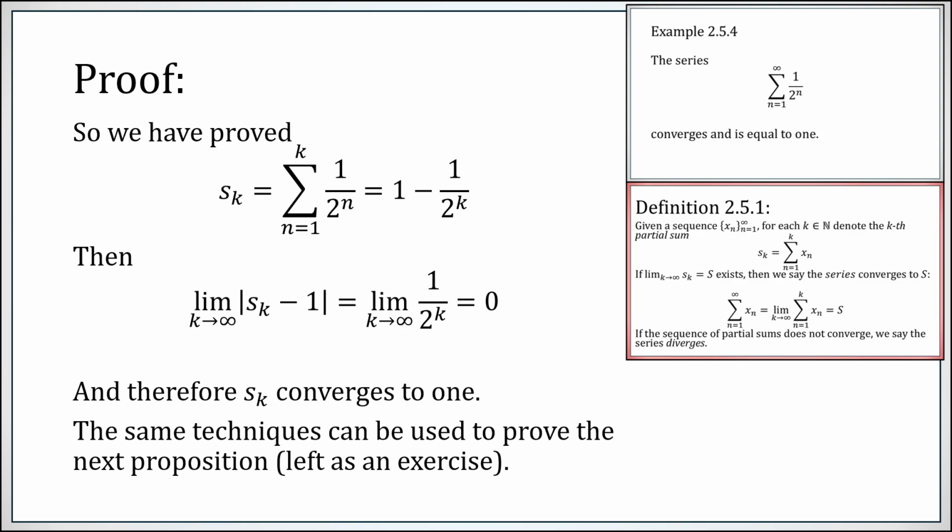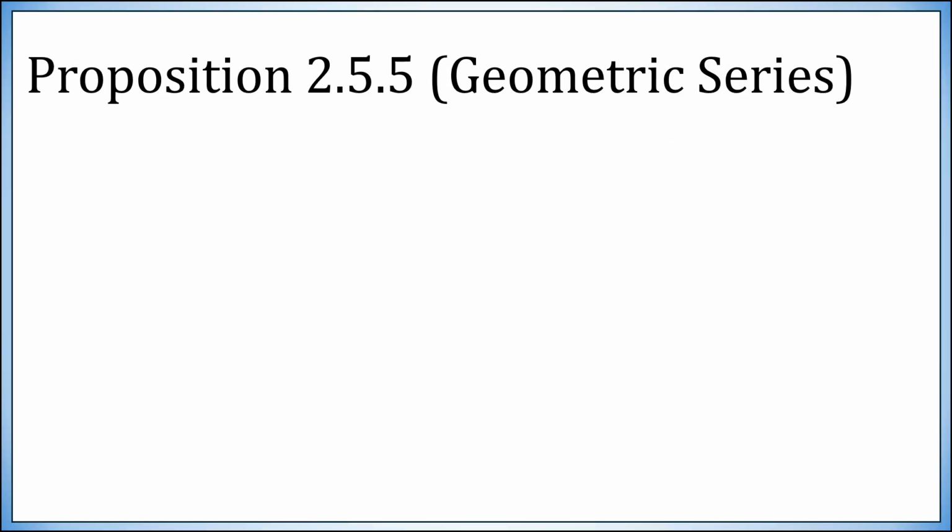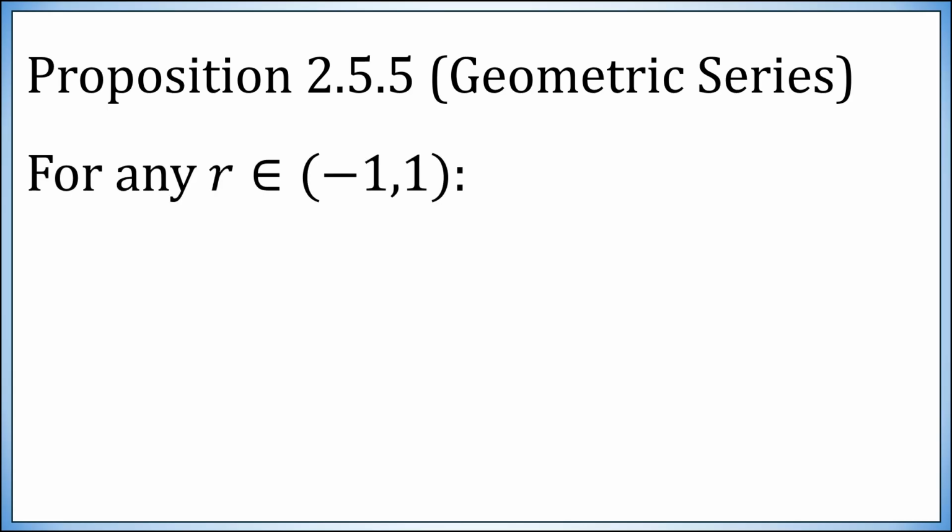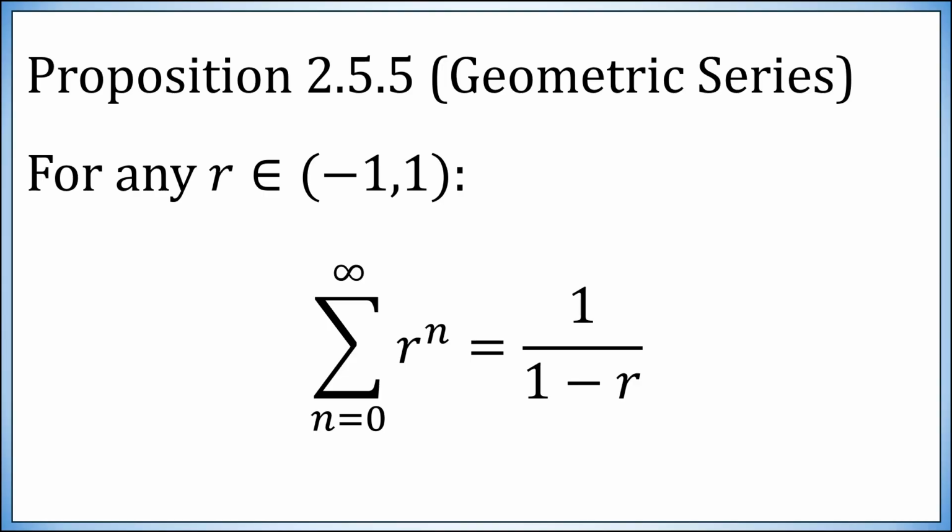The same technique, incidentally, with some pretty minor modifications, can be used to prove the following proposition, the full proof of which is left as an exercise. So proposition 2.5.5 has to do with what are called geometric series. For any r in between, but not including plus or minus 1, the sum as n goes from 0 to infinity of r to the n is 1 over 1 minus r. Again, the proof of this is left as an exercise.